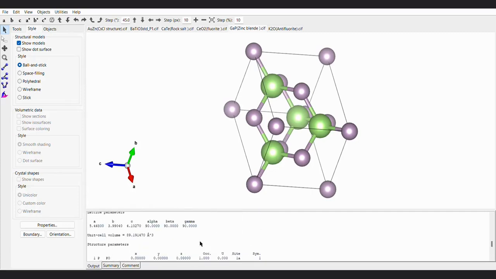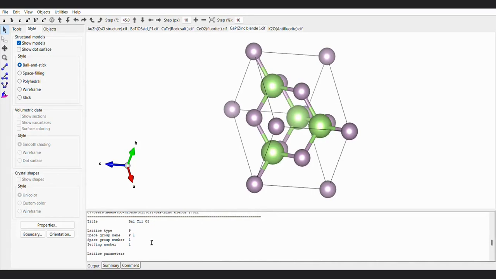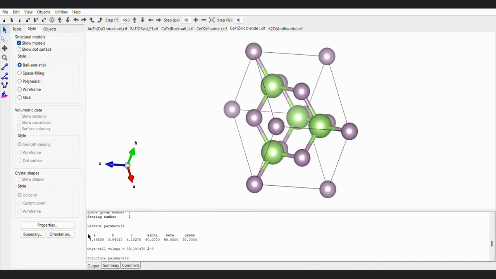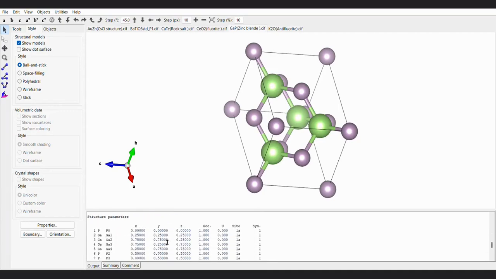This is for gallium phosphide. The unit cell parameters are 5.44, 3.99 and 4.1, and the fractional coordinates are written here.